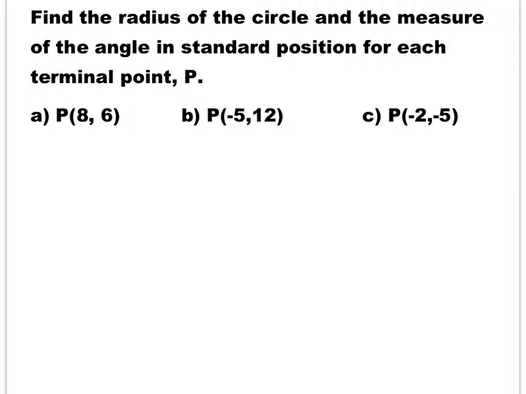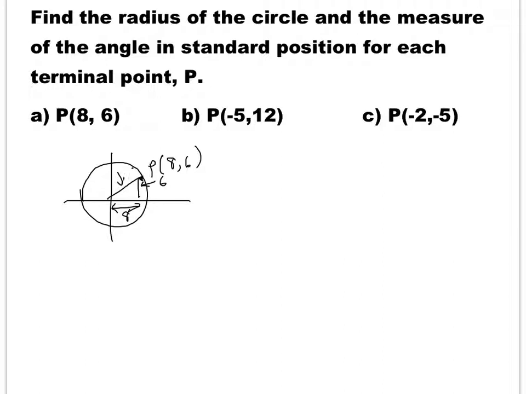Okay, the first part of the example asks to find the radius if the terminal point is (8, 6). This means graphically that if this is my circle, x is 8 and y is 6, so let's say the point is represented here. This one is going to be my x value, which is 8. This is going to be my y value, which is 6.